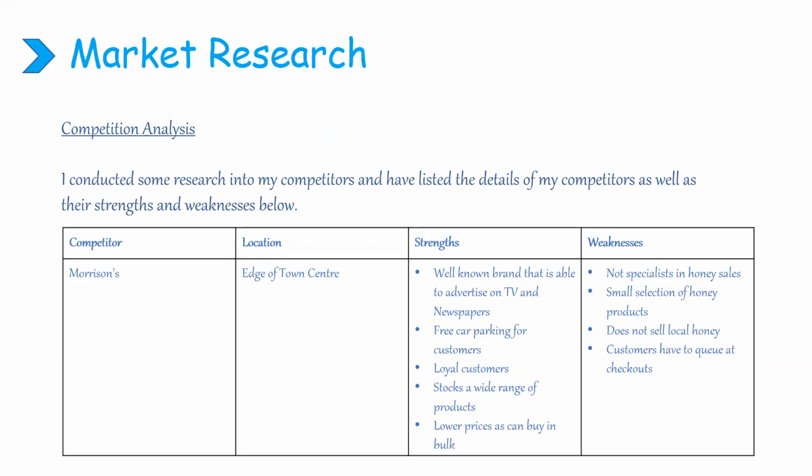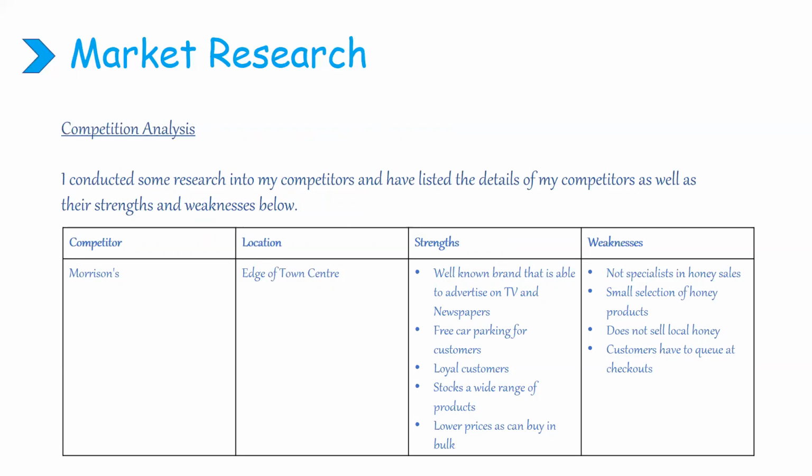And then what I did, and literally you can do this, I just bullet point the strengths and the weaknesses of that competitor. The strengths were a well-known brand, able to advertise on TV and newspapers. I thought about Morrison's as a brand, the free customer car parking, loyal customers, so the customers that come there already. It stocks a wide range of products, so maybe people go there because they want to buy everything. Lower prices because they can buy in bulk. I'm sure you're all aware of that, because they're a supermarket, they can buy loads and loads of products, so they can buy the honey cheaper anyway.